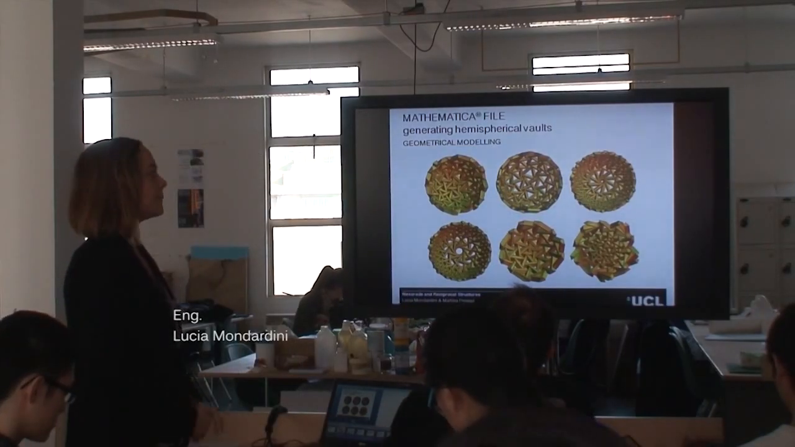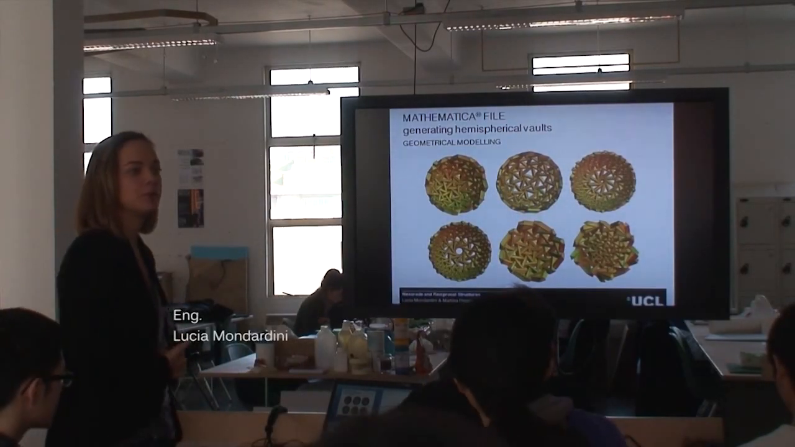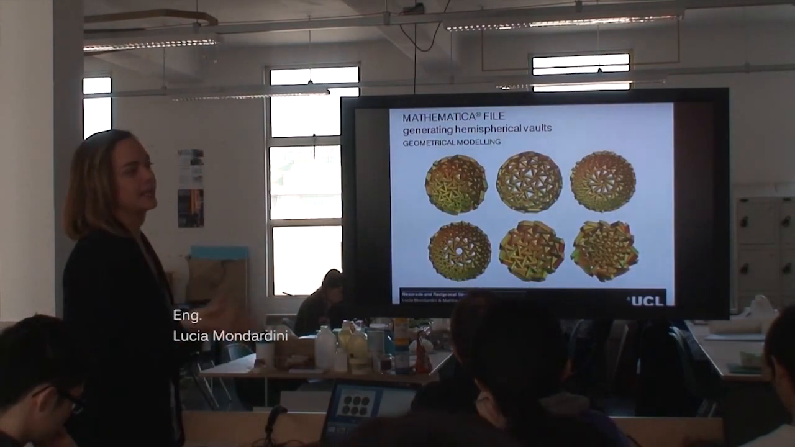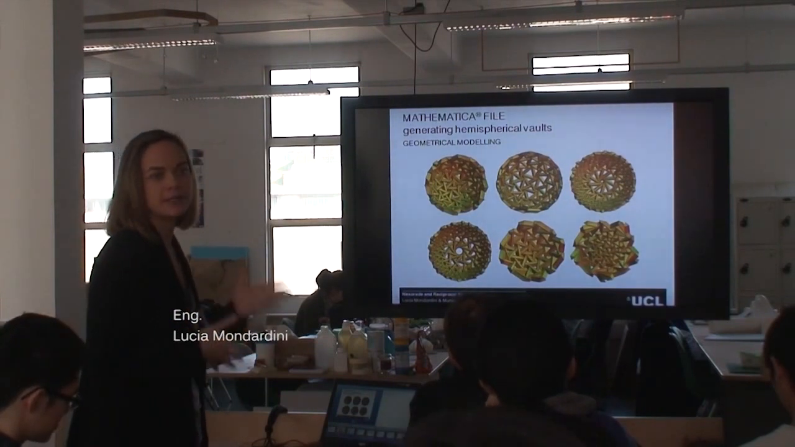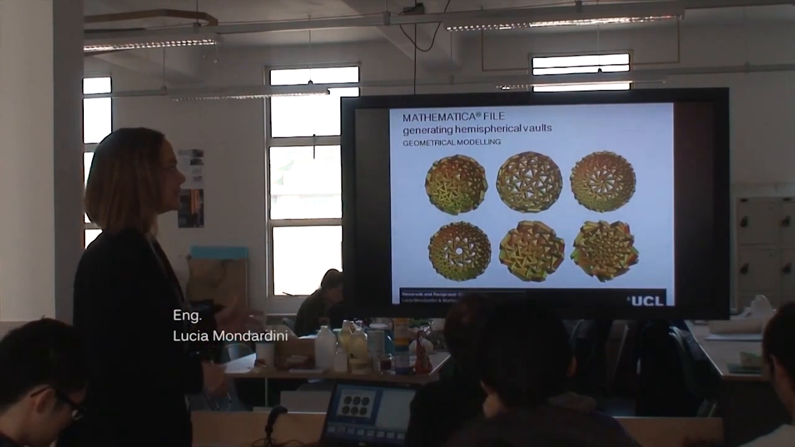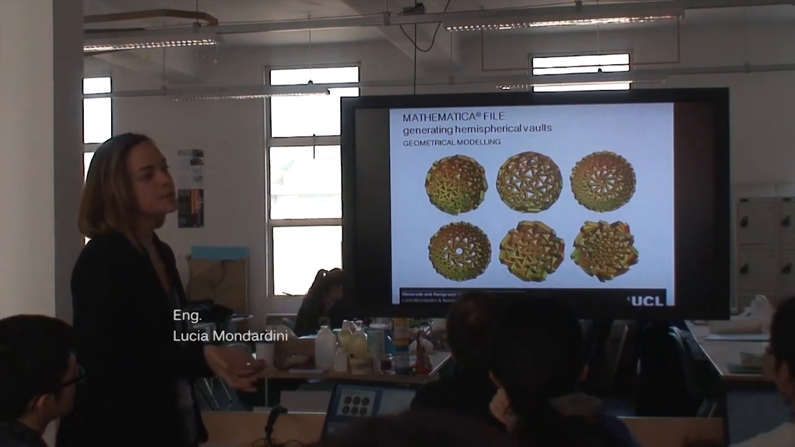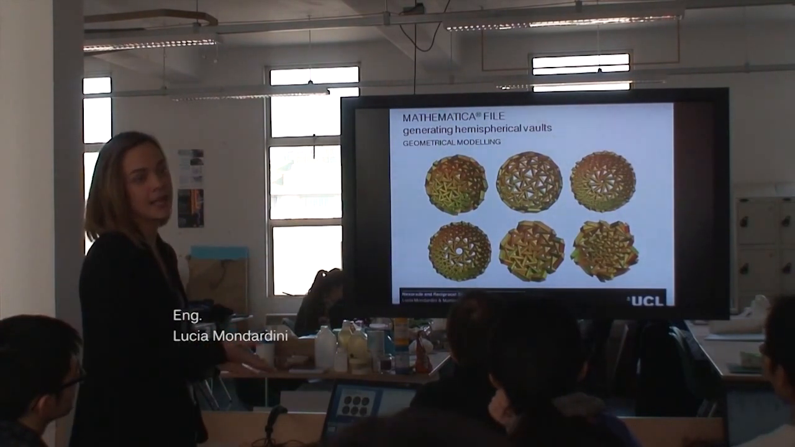Here you can have some examples of the spherical boat you can obtain immediately from Mathematica. Mathematica has some polyhedra already available, and using them you can obtain all these kinds of structures. The consequences are both aesthetical and mechanical.